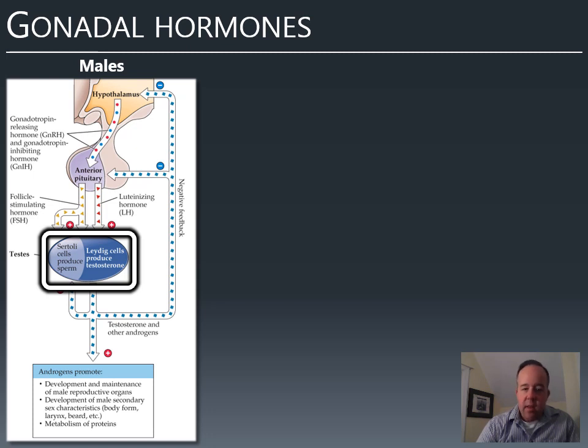FSH has mainly the effect of producing sperm, the male gamete, obviously one of the important functions of the testes. The testes also produce testosterone, the male sex hormone, and this is what luteinizing hormone does in the male. And so we have these 2 different things that the testes do. Both are obviously important, and they're controlled by 2 different hormones.